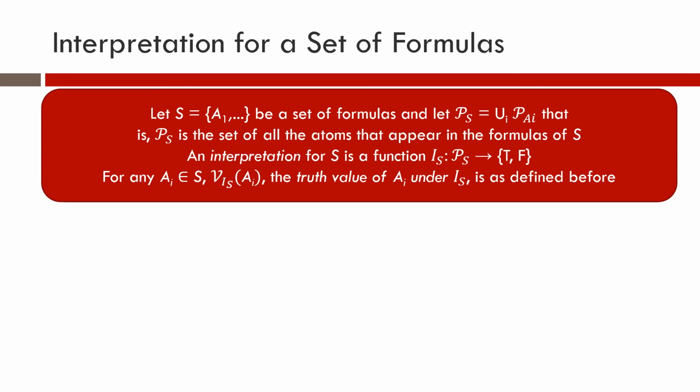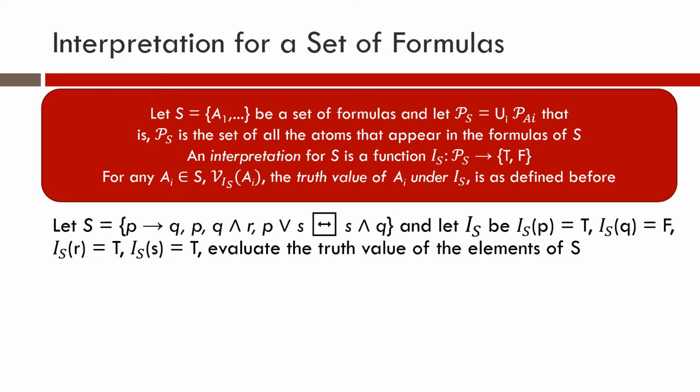We will see an example. Let our S be the set, say, P implies Q, P, Q and R, P or S equivalence S and Q. So here we have 1, 2, 3, 4 formulas, right? Here PS will be the set of all atoms that appear in all the formulas. So that will be P, Q, R, S. We have 4 atoms appearing in the set of all formulas. So P, Q, R, S will be our set PS.